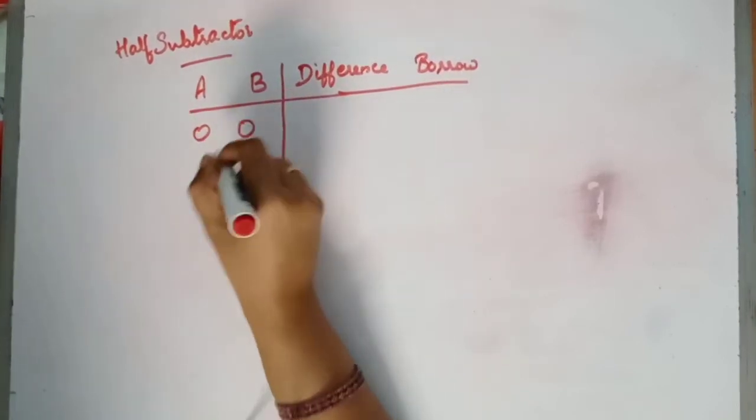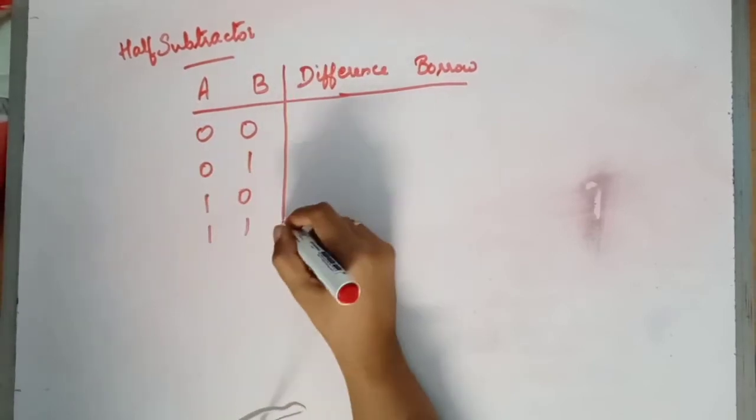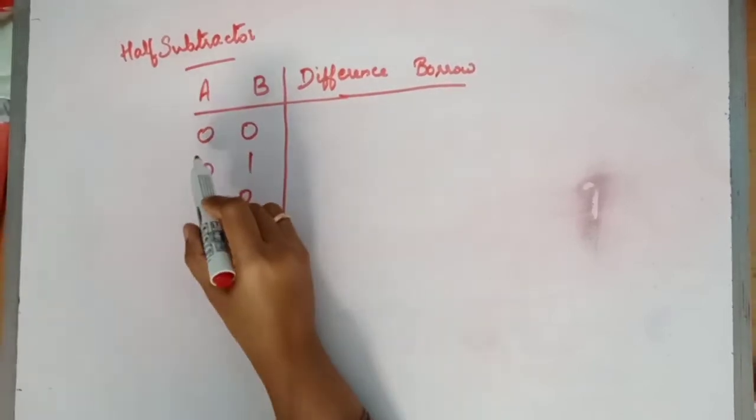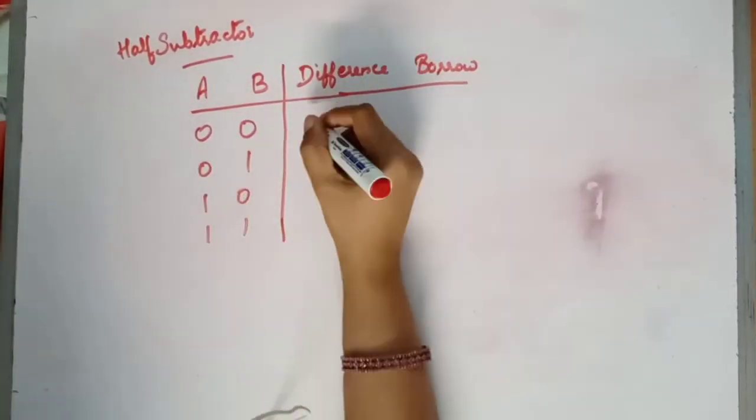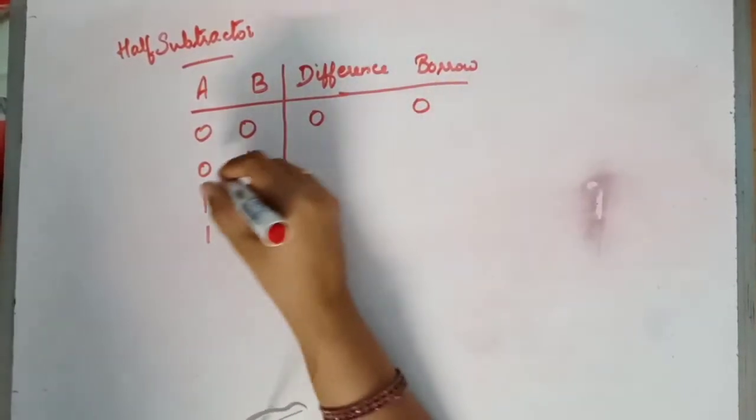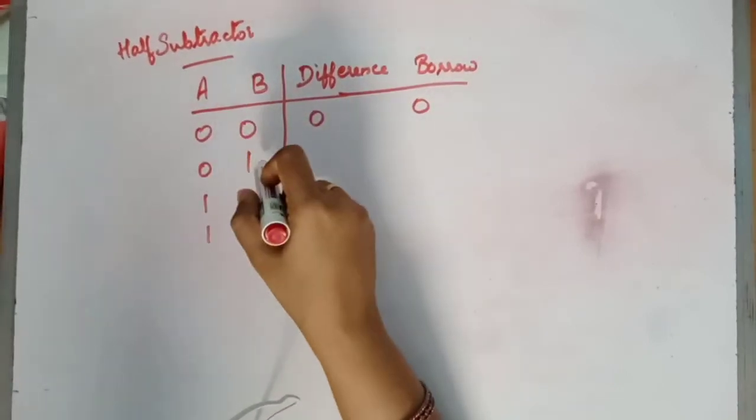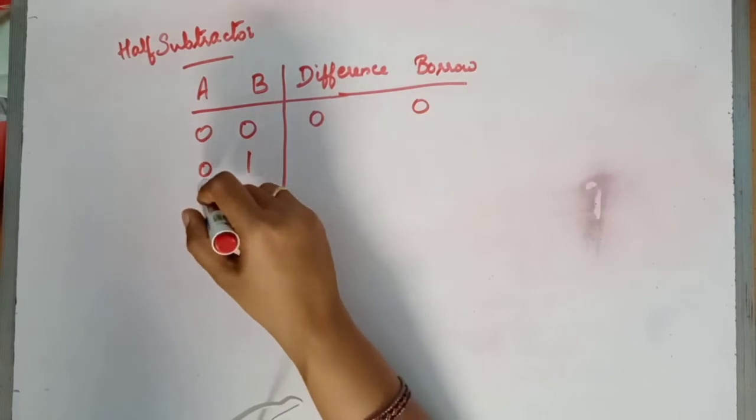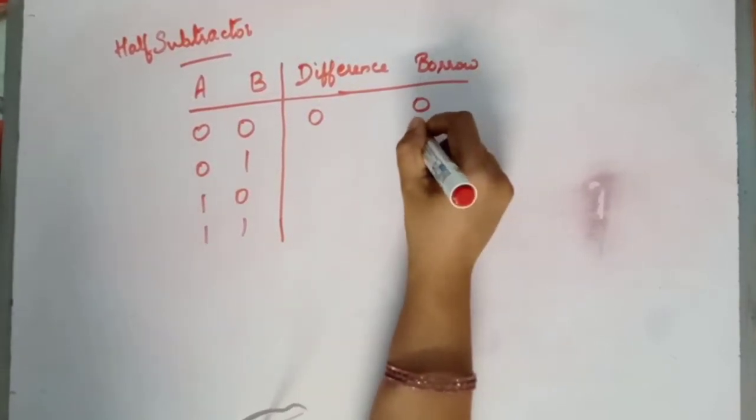Input combinations. You'll be subtracting like this, A minus B. 0 minus 0 is 0, no borrow. 0 minus 1, you can't simply subtract 0 minus 1, you have to borrow. Okay, so borrow will be 1.